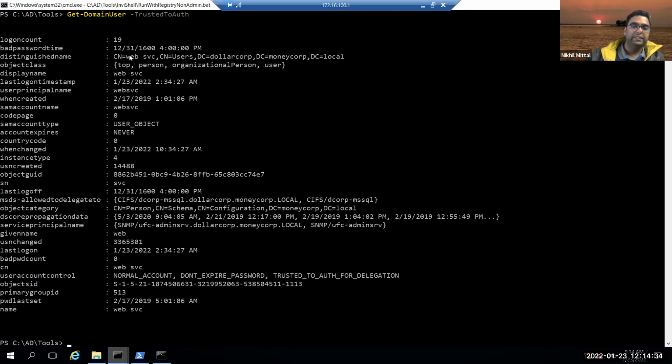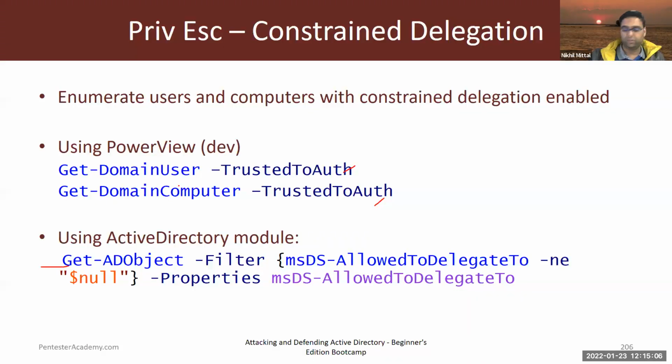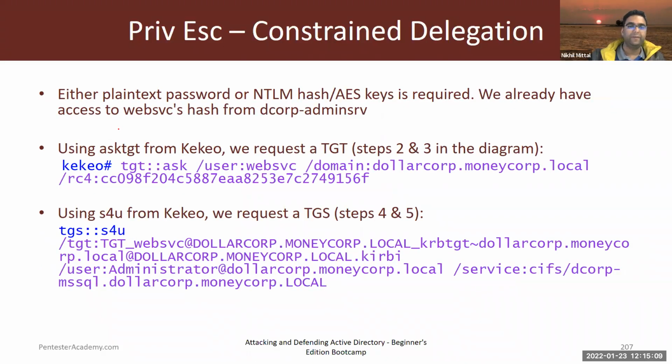What does this mean? This means that the user WebSVC can access this service on dcorp-mssql as any user, including a domain admin. And there is no need to trick or force a domain admin to connect to this service. If WebSVC is compromised, we can simply go ahead and access this service as that user without having to force a domain admin to connect to it. Now, how do we abuse that? How do we abuse the access to WebSVC? So we need either the plain text password, NTLM hash, or AES key for the WebSVC account.